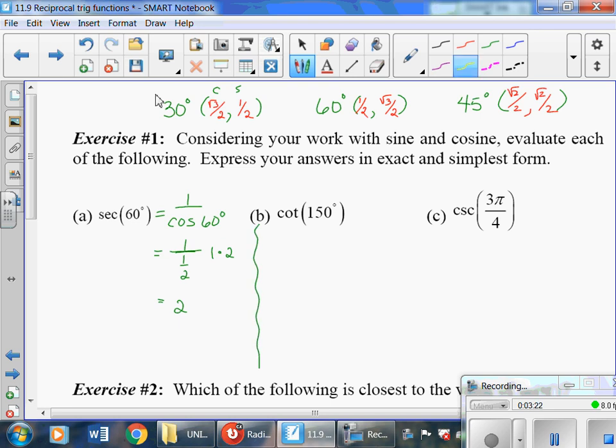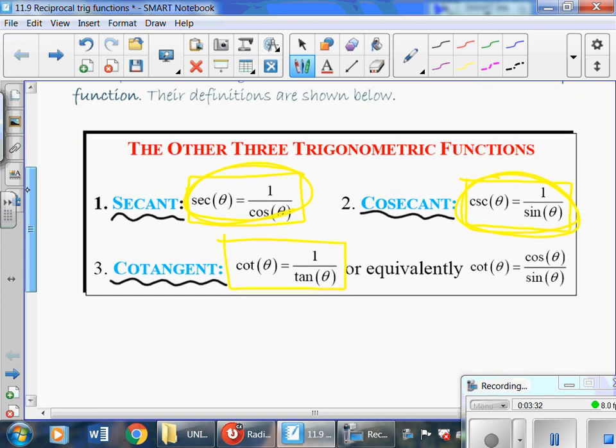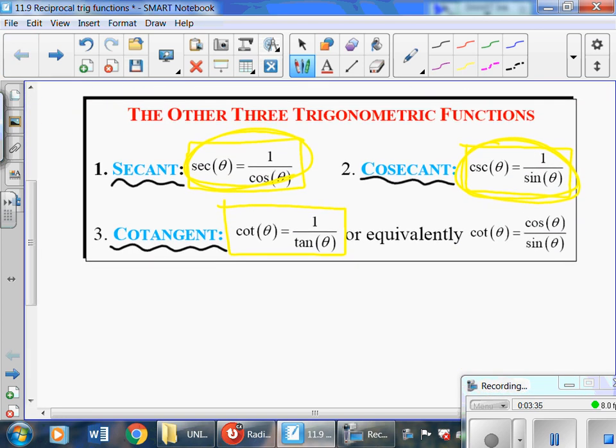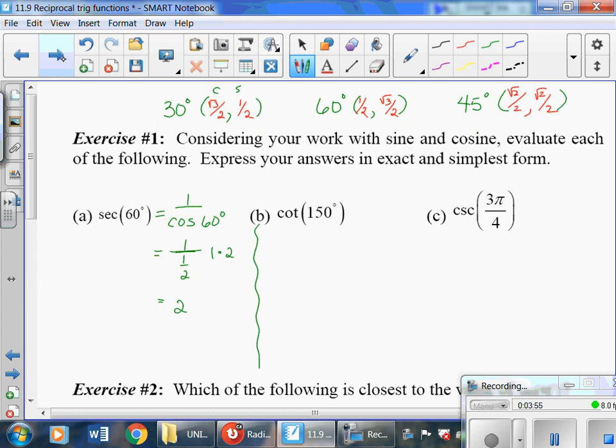Okay, moving on to cotangent of 150. Now, if you remember the cotangent, and I'm wondering if I discussed this, if it's here. Oh, here it is. I did forget to talk about it. If you look right here, we know that the tangent of an angle is equal to the sine of that angle over the cosine of that angle. So the cotangent of that angle is just flip it, reciprocal. So cosine over sine. Now we can move back to our problem, cotangent 150.